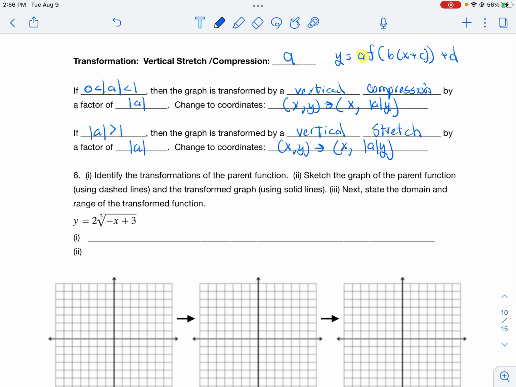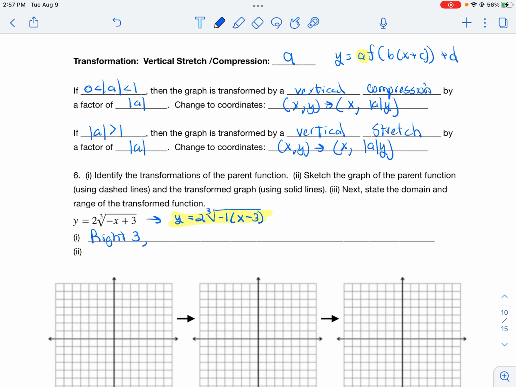We have y is equal to 2 times the cube root of negative x plus 3. This is not in transformation form, so I need to rewrite this as y is equal to 2, the cube root, factor out that negative 1, x minus 3. So that is now in transformation form, and this is what I look at to determine my transformation. So x minus 3 tells me I'm going to go to the right 3, which we learned last class.